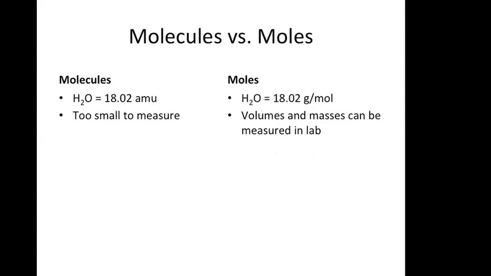If you compare them, it works out nicely for us that if we're working in molecules, the mass of a molecule is in a unit called an atomic mass unit, an AMU. So water is 18.02 AMUs. But an AMU isn't something that I would weigh myself in, so it's kind of hard to understand what that is. If I have a mole of water, it weighs 18.02 grams. And so using moles allows us to work in grams, which is a size we can understand. Molecules are too small to measure, but moles are in volumes and masses that can be easily measured in the lab, and that's why we use them.